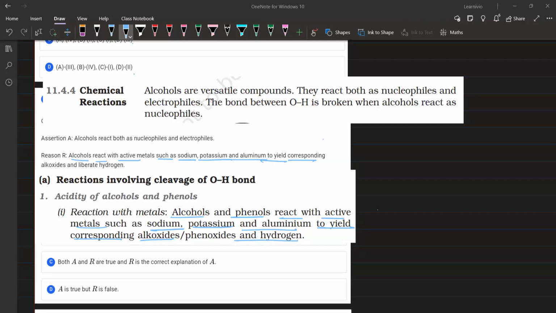They have the NCERT with them and then they are making the questions. That's what you can infer from this type of question, because they are changing a few things. Even the order, potassium, sodium, aluminium. They are not writing to produce, they are writing to yield the corresponding alkoxide and liberate. They're just changing a few things and nothing much. So both of these statements are correct, obviously, since they are from the textbook.